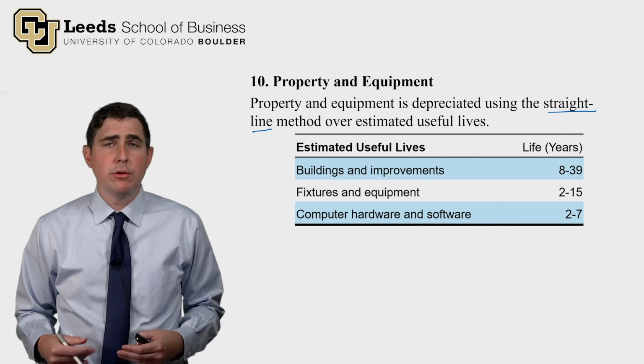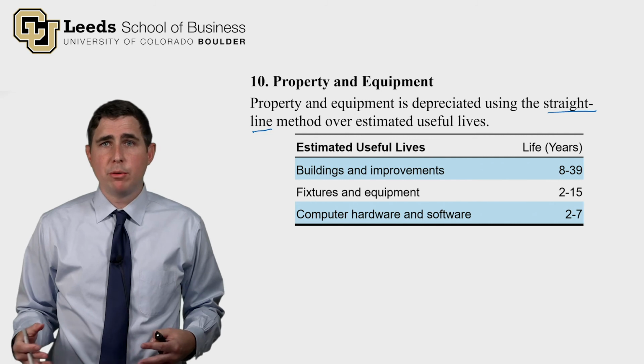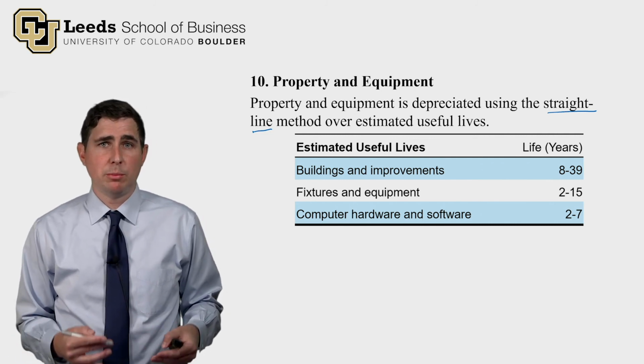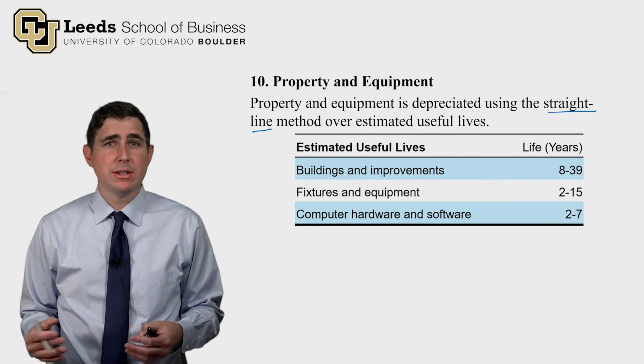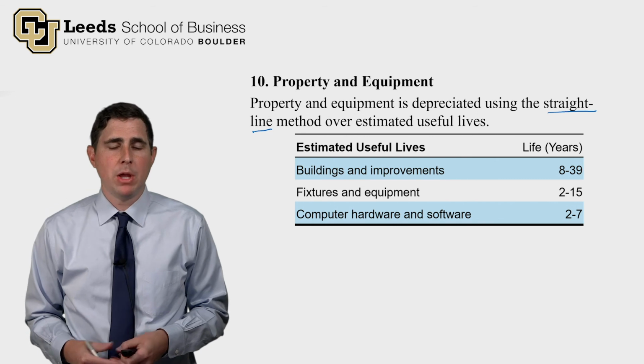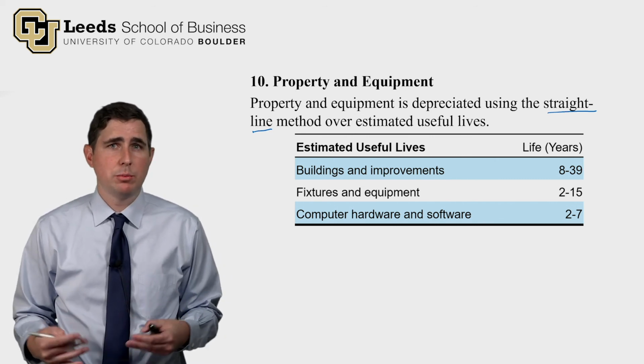Here they give you the different useful lives that they use for different types of assets. So buildings and improvements, well, those last anywhere from 8 to 39 years. But the computer hardware and software, that only lasts 2 to 7 years. So they have different useful lives for different types of assets. And those will feed into that equation to calculate annual depreciation expense.